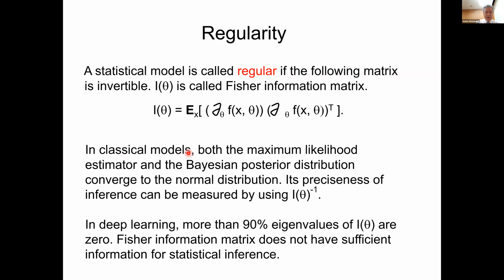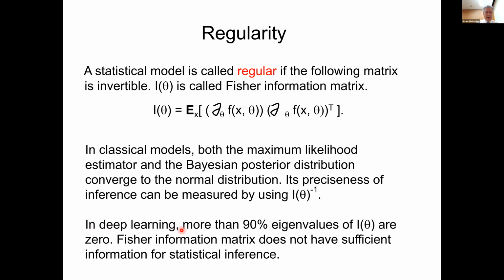In classical models, both the maximum likelihood estimator and the Bayesian posterior distribution converge to the normal distribution as the sample size n tends to infinity. The preciseness of inference can be measured by using the inverse of this Fisher information matrix. So the Fisher information matrix has sufficient information to study the classical models.